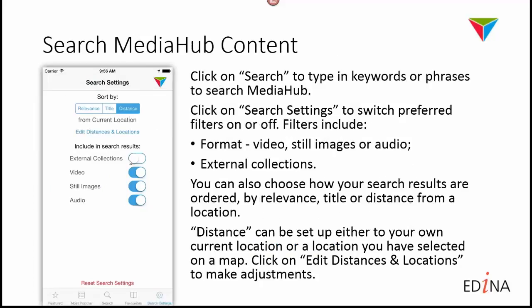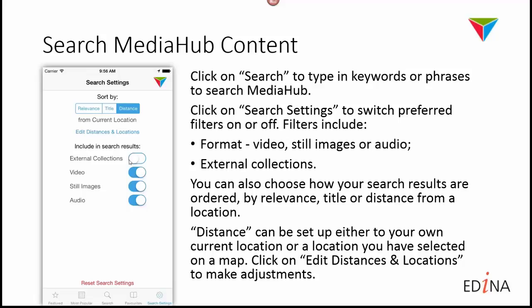So you can browse the most popular stuff, you can browse the featured items, you can also search MediaHub content, and you do that by clicking on the little magnifying glass. And that will give you a text box where you can type in your search terms, but you can also set various different settings, so filters and preferences. You do that by clicking on the little cog at the bottom of the screen, and you can pick between the formats that you're searching through, so you can pick to only see video, only see still images, only see audio, or some combination of those.